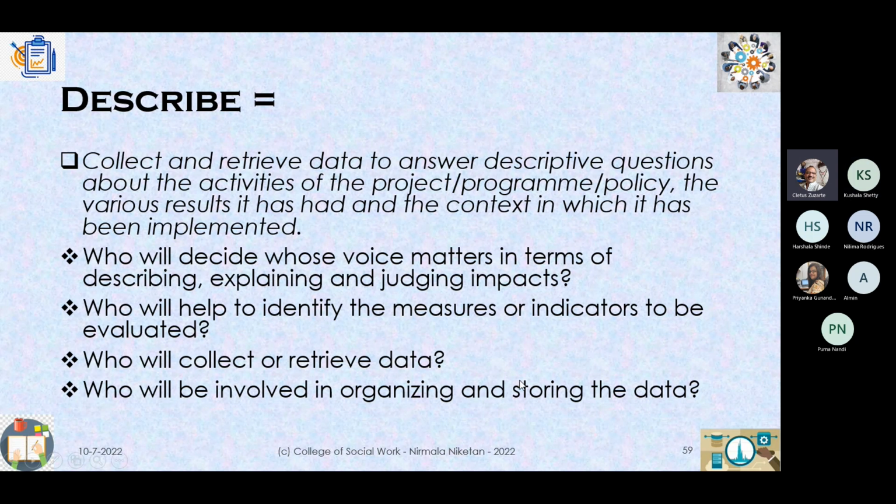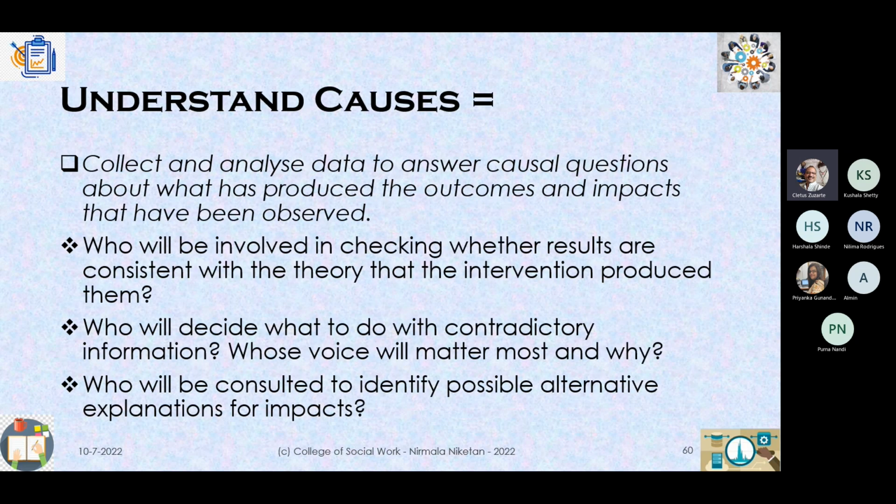They will explain what impacts they're looking at, who will collect and retrieve the data, and who will be involved in organizing and storing the data. Then we go on to understanding the causes, like how we did in the problem tree. They begin to understand why the project is progressing and why it is at that stage. So what are the causes involved in the whole process?